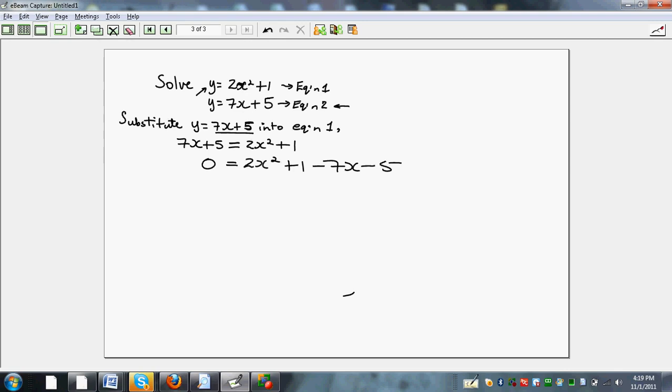So the next step now will be to simplify the right-hand side. So I'll get 0 is equal to 2x squared. I'll bring the minus 7x up, and I'll combine the plus 1 and the minus 5 to give me minus 4. So in that way, I would have created a quadratic equation. The 2x squared remains. This minus 7x, I just bring it closer to the 2x squared. And the 1 and the minus 5 gives me minus 4.